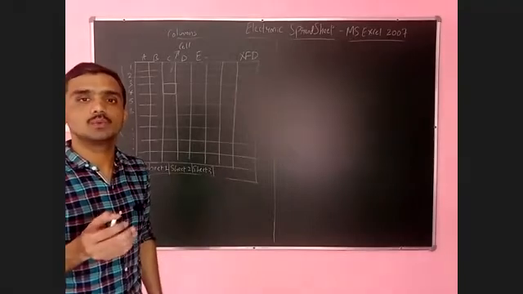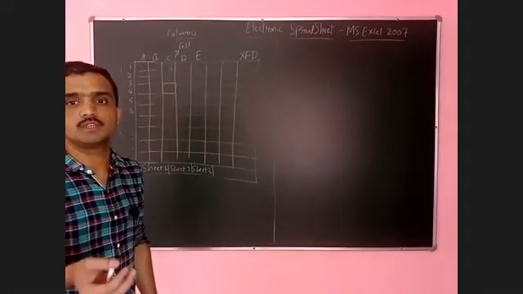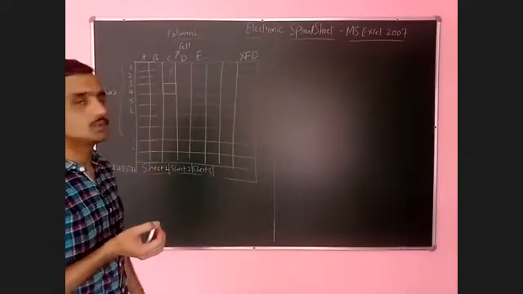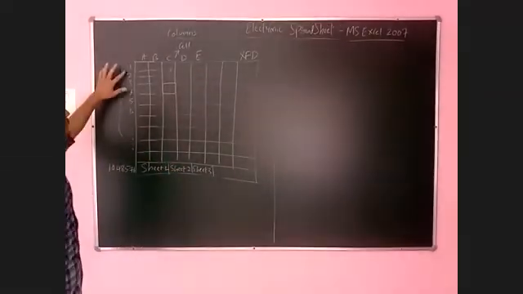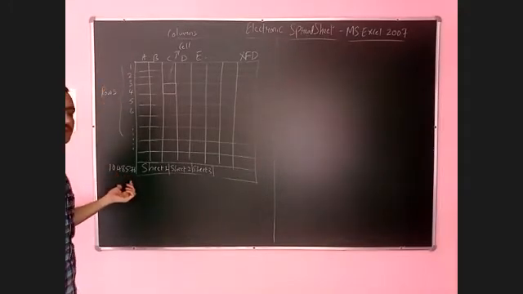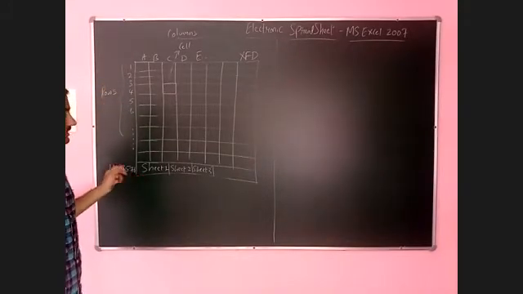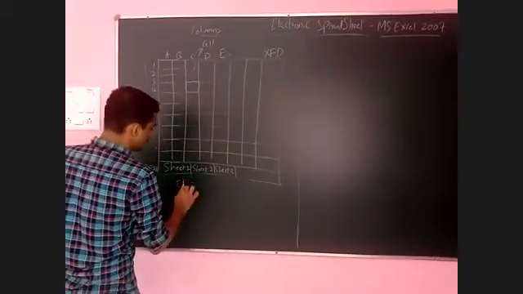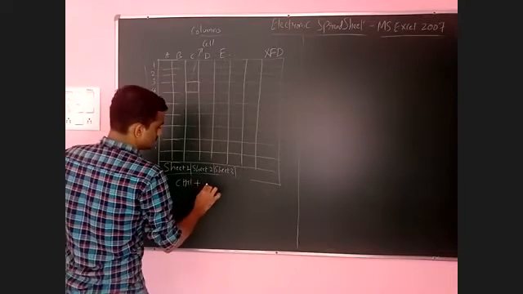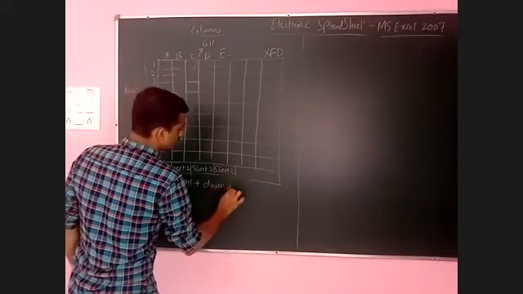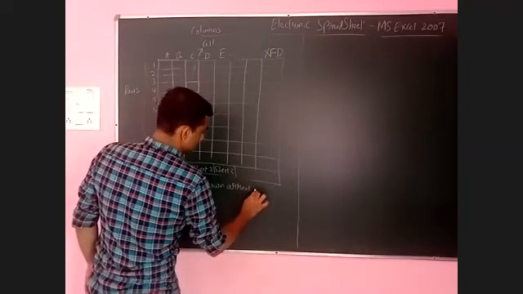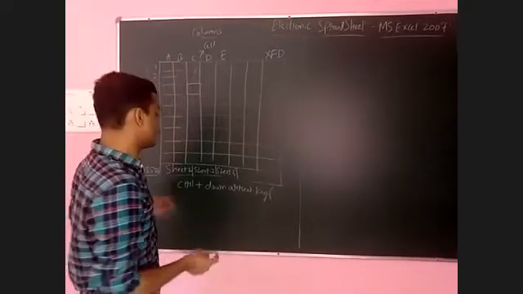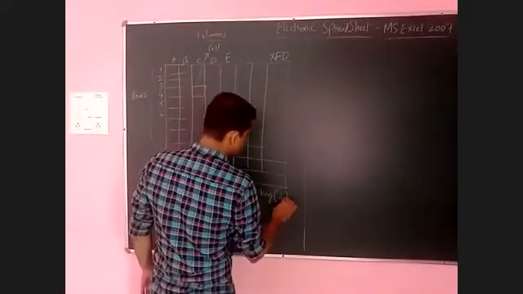MS Excel, if you open this software, is a workbook. It is made up of pages. Each page is called a worksheet. We have rows and columns. Rows are numbered from 1, 2, 3, 4 up to 1,048,576. To see this number, if we press Control plus down arrow key from the keyboard, you can look at the last row number.